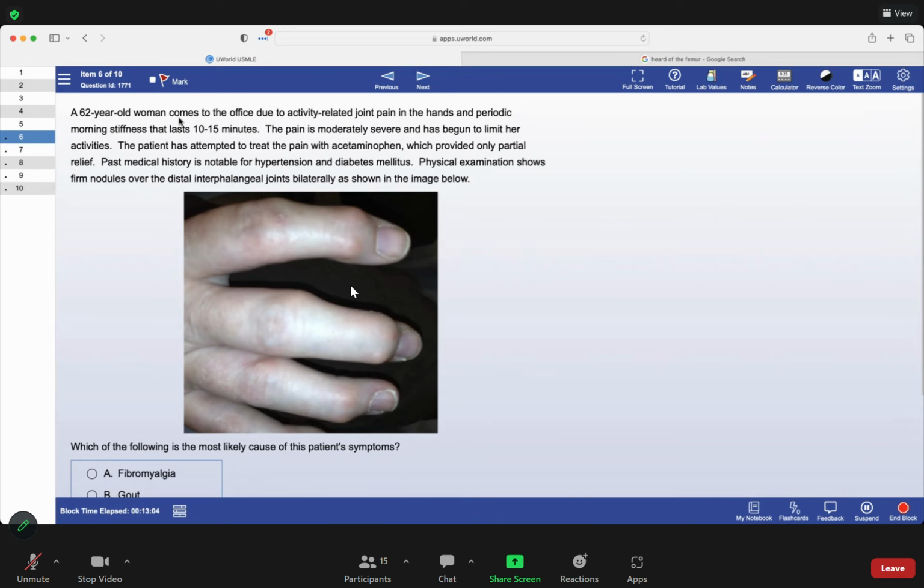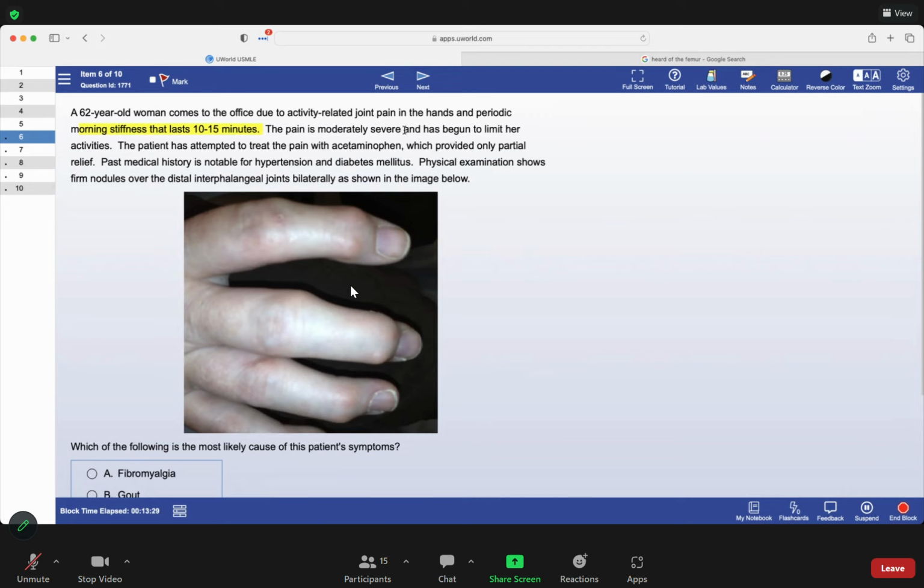A 62-year-old woman comes to the office due to activity-related joint pain in the hands and periodic morning stiffness for 10-15 minutes. The minute you see that, you should know the diagnosis, because if you think it's rheumatoid arthritis, it should be more than an hour. This is less than an hour. That's osteoarthritis, okay? That's important. Early morning stiffness, more than an hour.